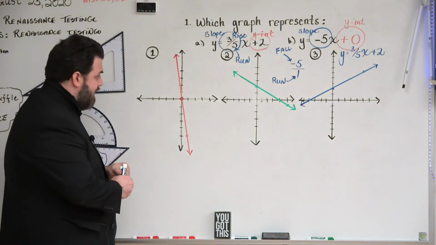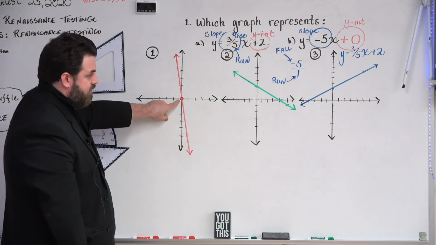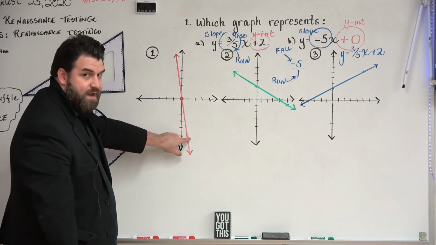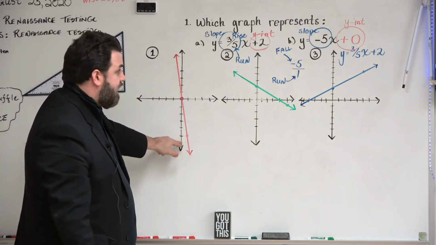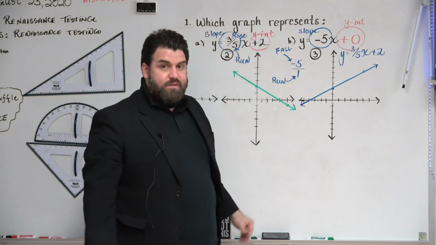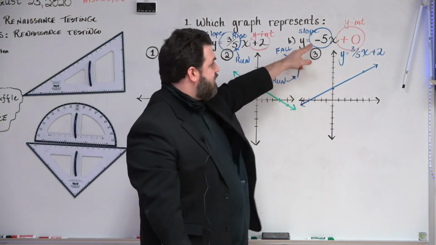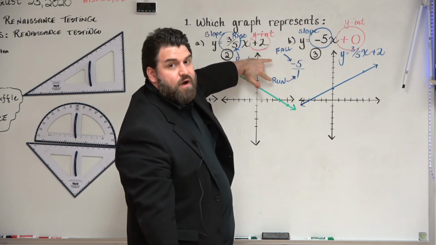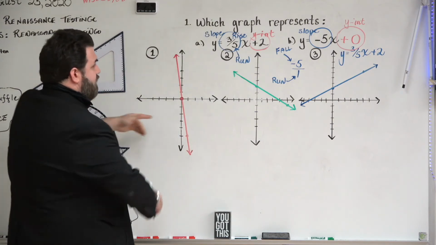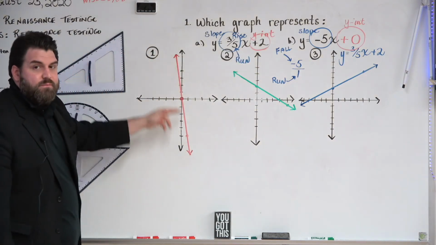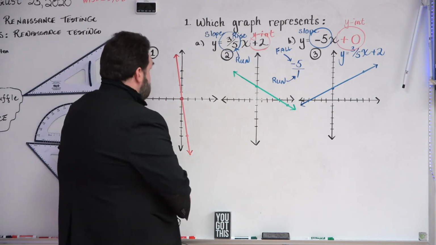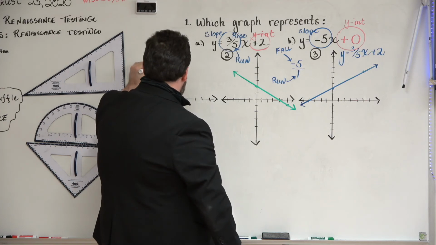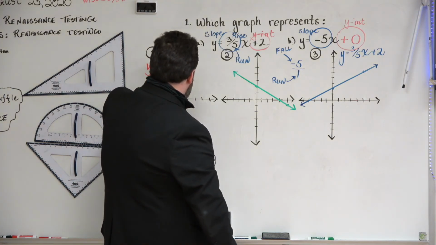So look over here at this graph. We start at 0, we go down 1, 2, 3, 4, 5, over 1 to the right, and we are back on the line. So for all 3 of those reasons, the y-intercept, the positivity or negativity of the slope value, and the rise over run or fall over run, y equals negative 5x is associated with graph number 1, the red graph. So let's write that in. y equals negative 5x.